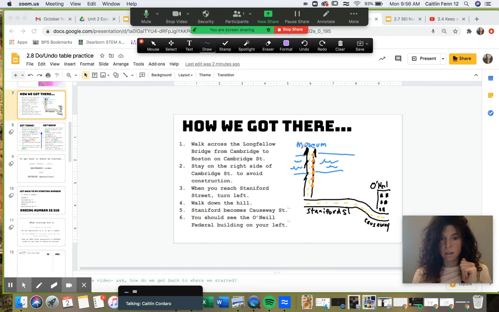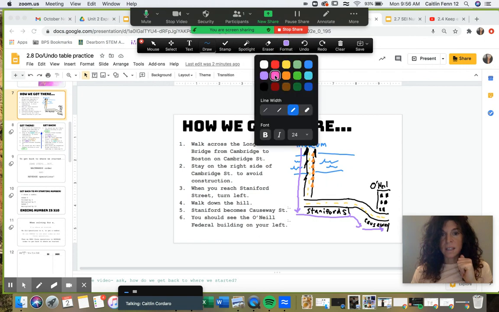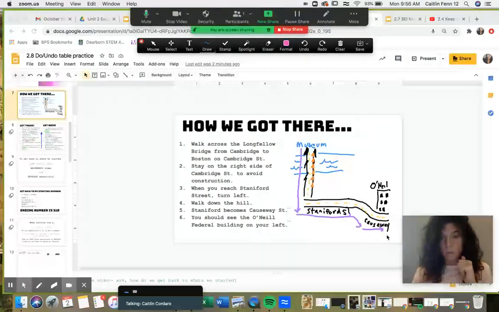We walked across the Longfellow Bridge on the right side of the road. When we reached Staniford Street, we turned left. We went down the hill. Staniford became Causeway, and the building was on our left. To get back, we went the same way, but starting at the end.